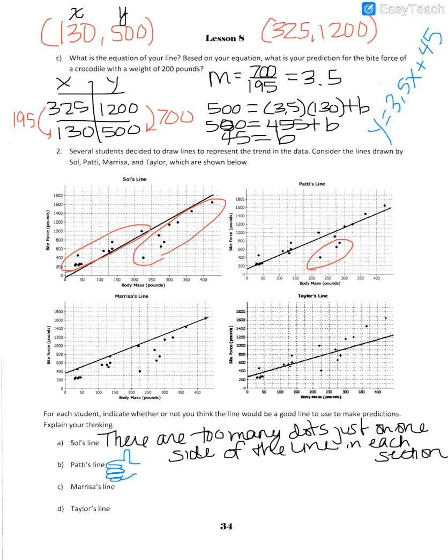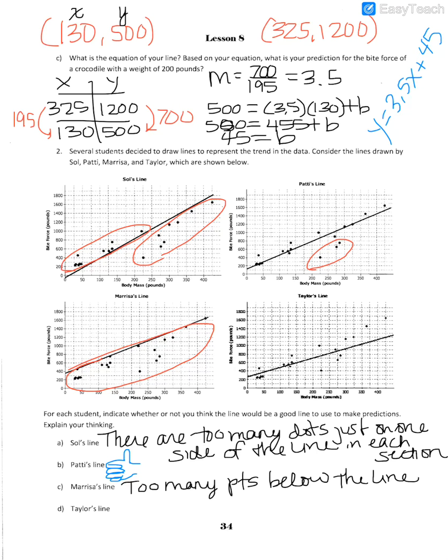Okay, let's go to C, Marissa's line. Oh, Marissa, what a mess. So Marissa's problem is every single point is below the line. There's no points above. They're all below. She does have a couple of points on the line, but overall, just way too many points below. So too many points below the line. You want to have kind of an equal amount above and below.